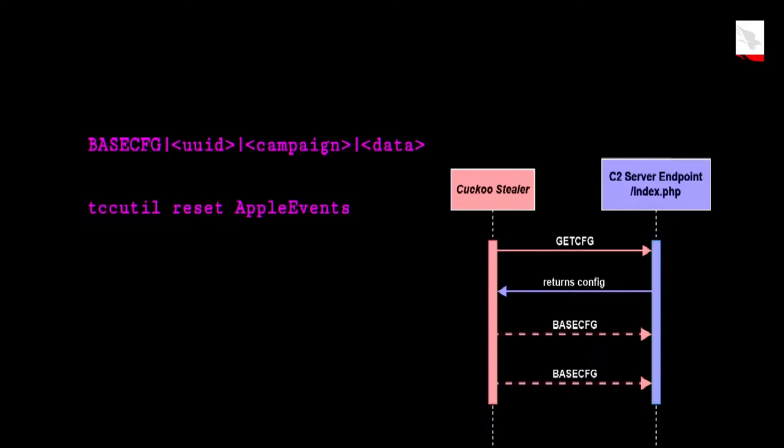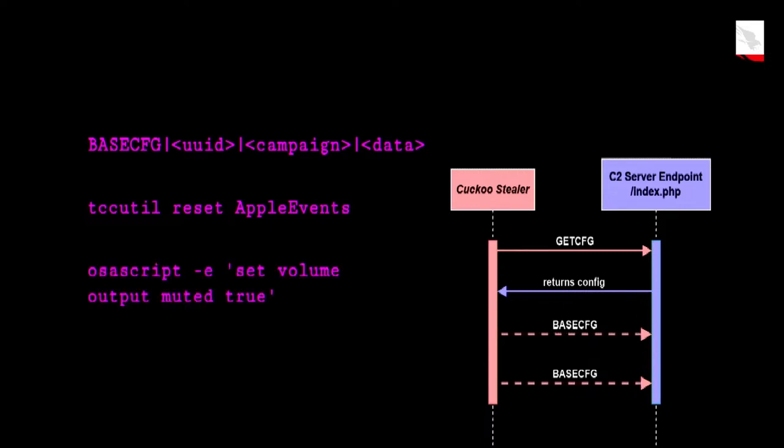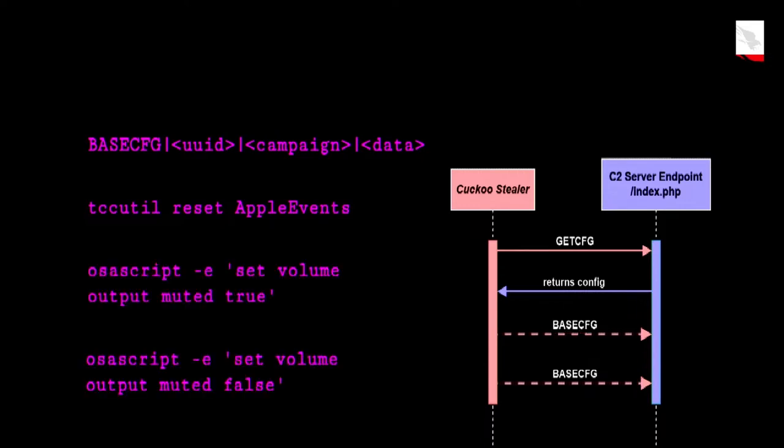Now, once they give that permission, the stealer will mute the machine's volume, harvest the data, and then reset the volume back. The volume is likely adjusted because resetting events with tccutil may likely raise a lot of notifications in the background, and this is not to raise the user's suspicions.